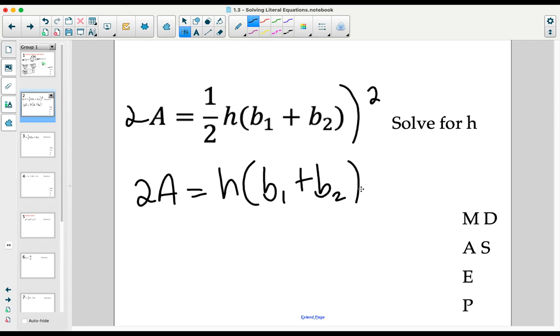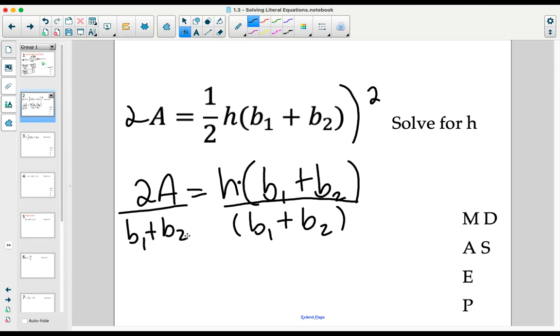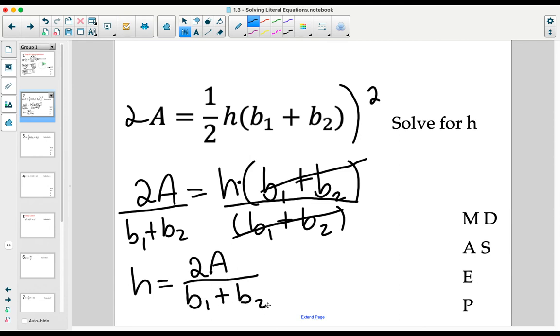Again, I don't want to distribute. I don't want to create two h's when I only have one h that I want to solve for. So in this situation, because there is a multiplication right here, I am allowed to divide by the entire quantity that is being multiplied by h. I can divide by all of b1 plus b2 simultaneously. That eliminates that as a factor and leaves behind h equals 2A from the numerator and b1 plus b2 as the denominator. Once again, inverting the order of operations and reversing all of the steps.